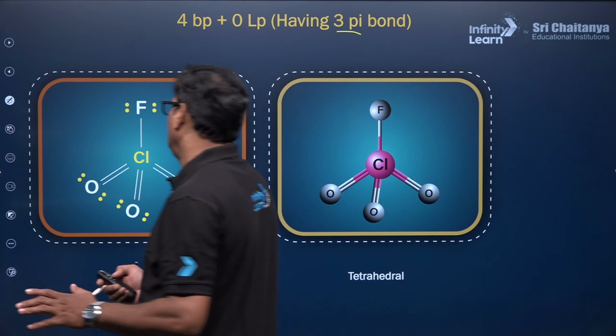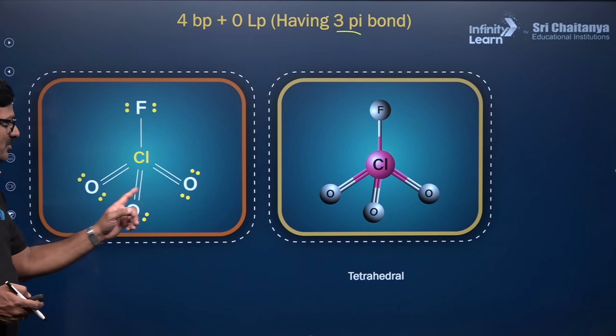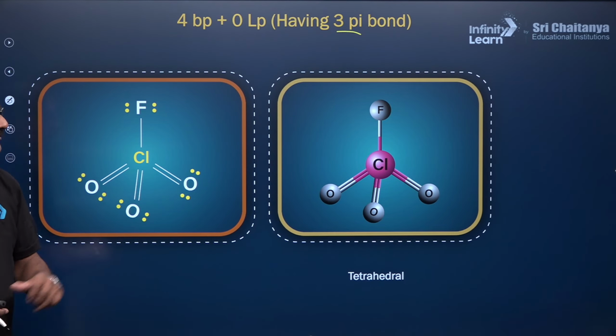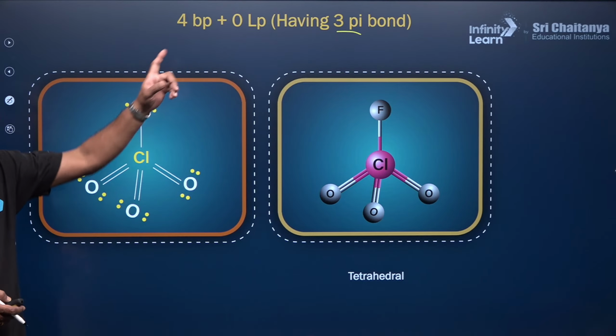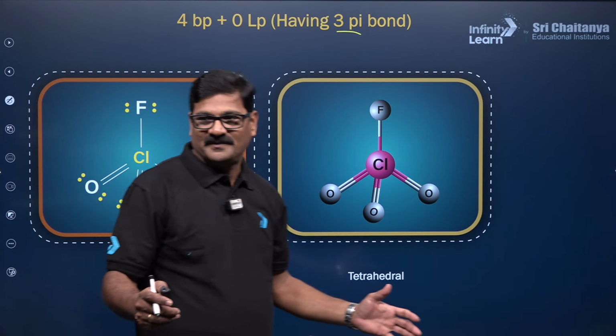You can see ClFO3. It is tetrahedral, with 4 bond pairs and 3 pi bonds. It is tetrahedral in shape.